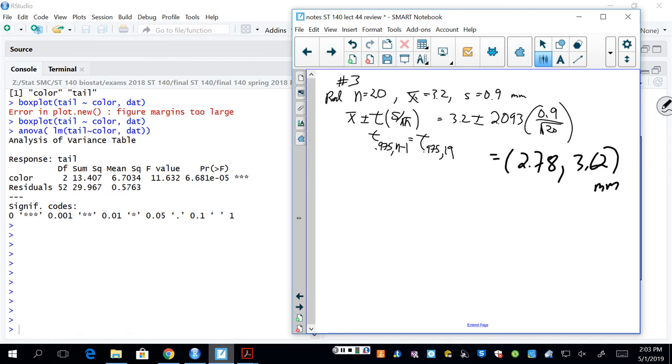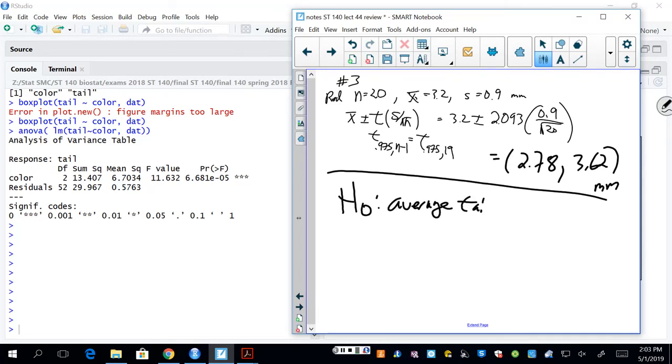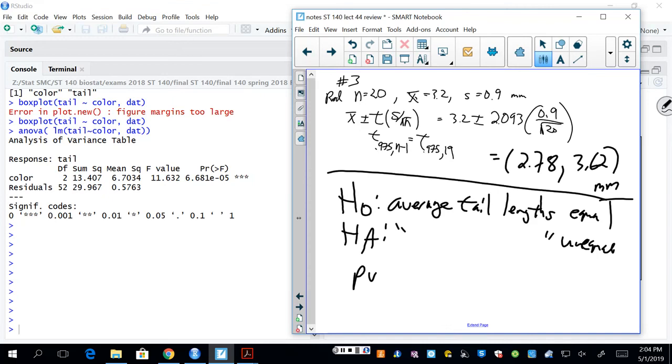So the corresponding hypotheses here for analysis of variance: the null hypothesis is the average tail lengths are equal in the 3 groups, and the alternative is the average tail lengths are unequal in some way. One group could be different, or they could all 3 be different. And the p-value over here, as the very simple summary, is less than 0.001. It's very small. And because of that p-value, we reject the null hypothesis. It is significant.